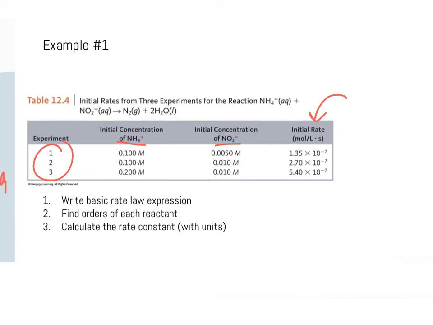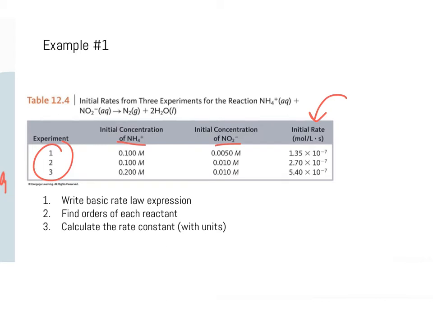Like we saw last time, you can measure rate of reaction in a lot of different ways. It doesn't really matter what they pick here. What we're looking at is the relative change, so it does not really matter what's going on there. So we're going to do these three things. We're going to write the basic rate law expression. We're going to find the orders of each reactant, and then we're going to calculate the rate constant. And it's going to be pretty straightforward.